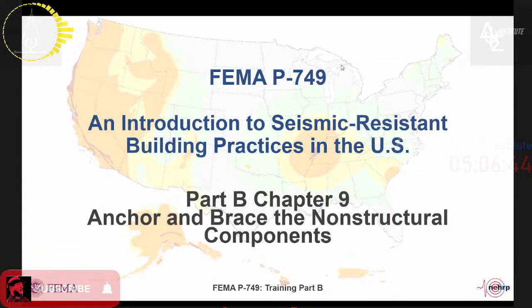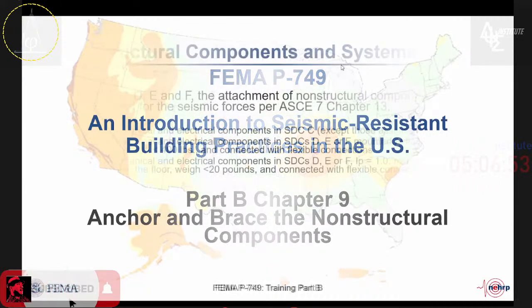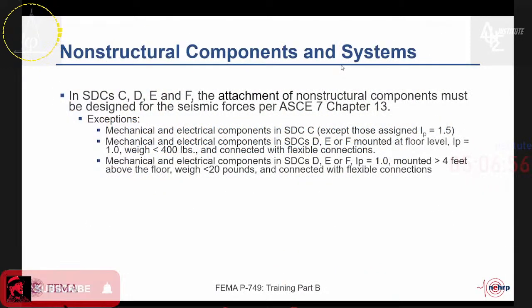Once we've designed the structural system, following all of those steps, it's necessary to design the anchorage and bracing of non-structural components. In seismic design categories C, D, E, and F, all non-structural components must be attached to the structure using seismic design forces contained in Chapter 13, with some exceptions. Mechanical and electrical components in seismic design category C, except those that are deemed essential to life safety protection and which are assigned an occupancy importance factor of 1.5, are exempt.